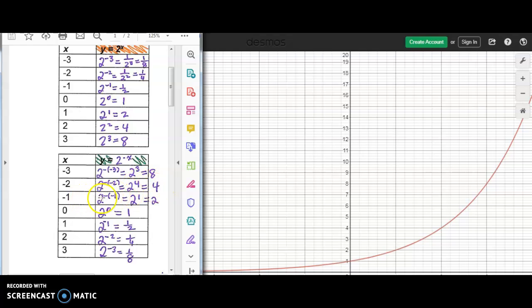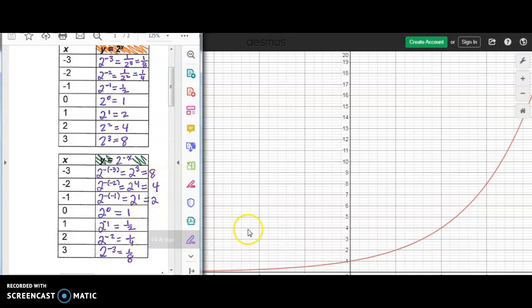And then 2 to the -(-1) becomes 2 to the 1. Double negative again gives me a positive, so that gives me 2. And as I keep doing the same thing over here, when I plug in a positive x value, it becomes a negative exponent because it's 2 to the negative x. Okay, so you can basically see here, these y values are a reverse of what they were here. Here we went from 1/8, 1/4 up to 8. Now we go from 8, 4 down to 1/4, 1/8.